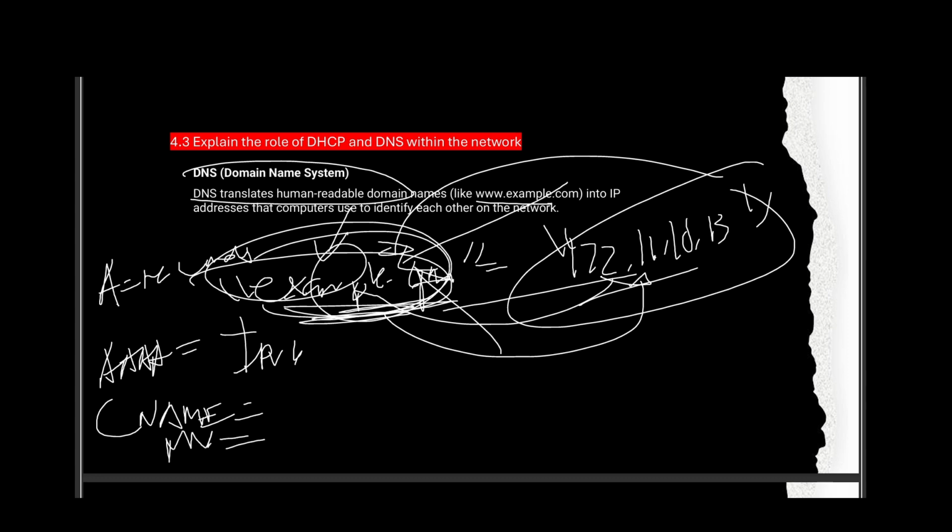Also, we have the MX record. The MX record is for the mail server, and we have NS. That's for a name server, if we'd like to delegate the query to the respective authoritative name server. But right now, we're just going to focus on A records. That's what we're going to create on our lab.